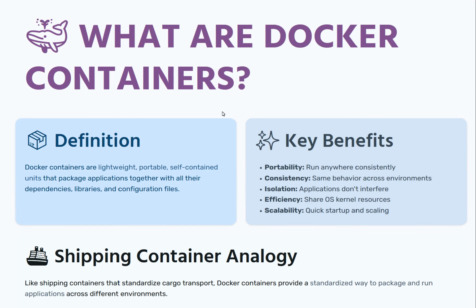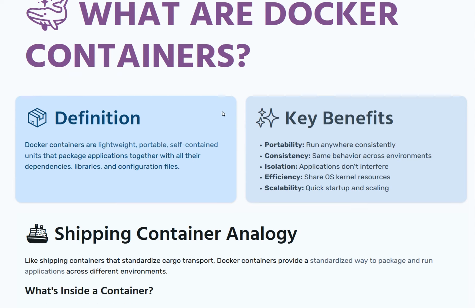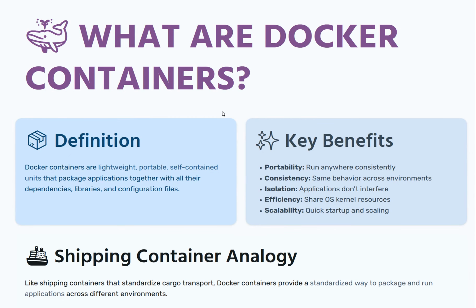All right. So we are still discussing and identifying some of the things on the container. So what is a Docker container? Docker is the building block of EKS and ECS, right? So what is Docker? We'll have a look at the definition of Docker. Containers are lightweight, portable, self-contained units that package applications together with all their dependencies, libraries, and configuration files.